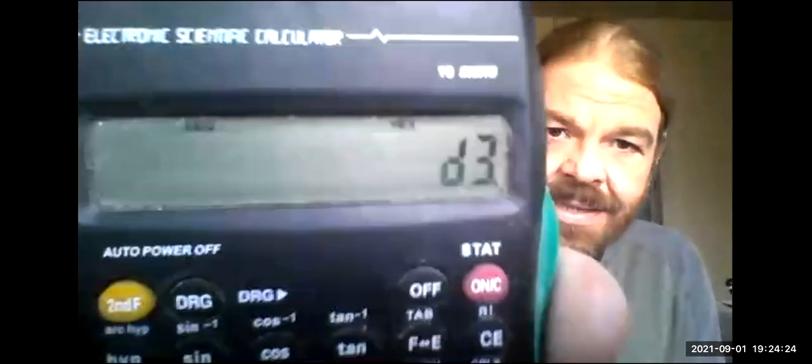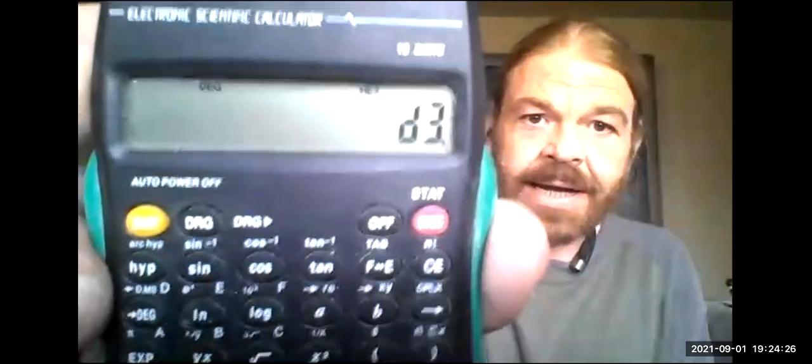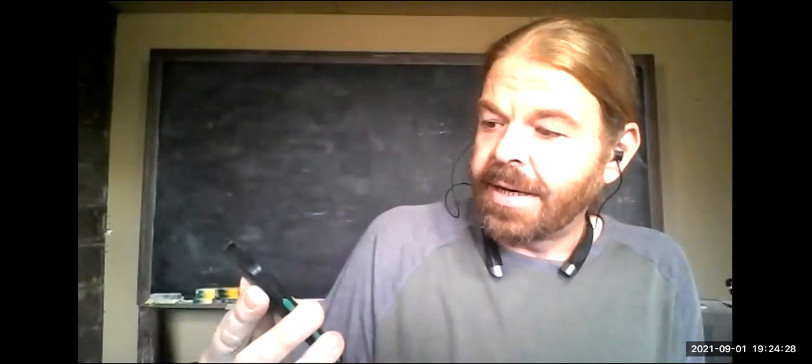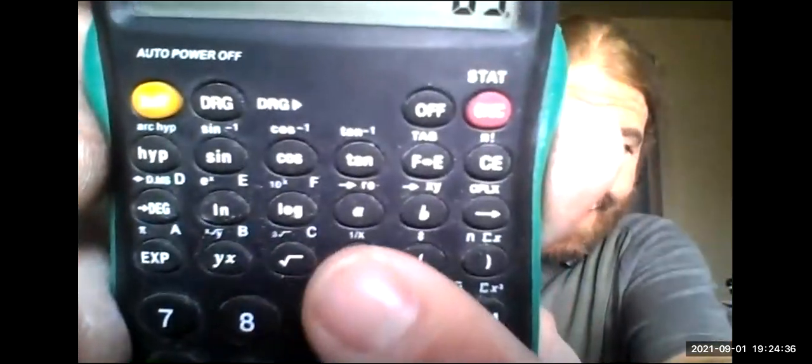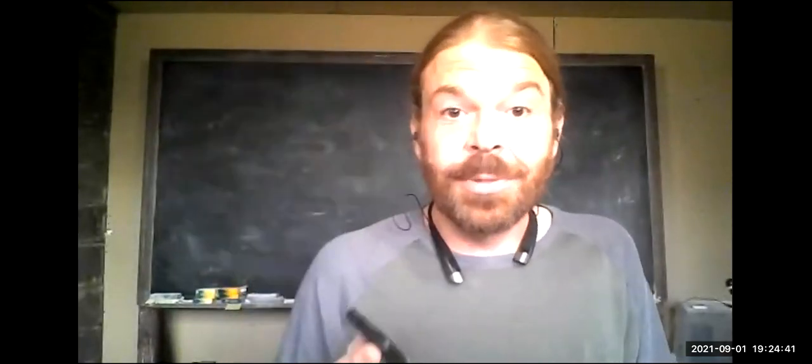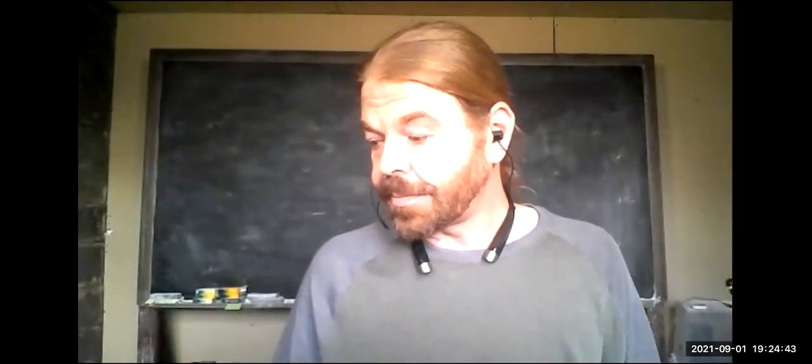Or above the minus sign is hex. So I can do second hex and see that that number is D3 in hex. And obviously it's a different place on every calculator, but if you can see it above there, there's an A, B, C, and D. There's a symbol somewhere on there to enter the hex values. So most calculators will do that for us.